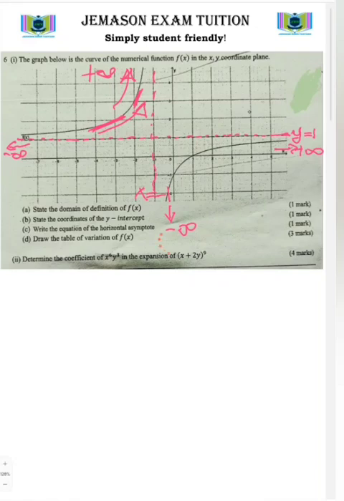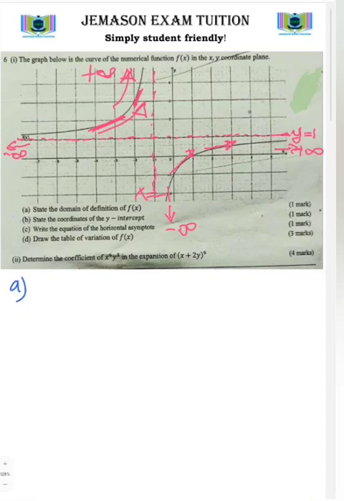In the region to the right of the vertical asymptote x equals -1, we observe again that the graph is increasing. So the function is increasing in that region, because any tangent drawn on the curve in that region will have a positive gradient. So these are some of the characteristics or properties of the curve that we need to be aware of before we start answering the questions. So we move straight away to the A part.